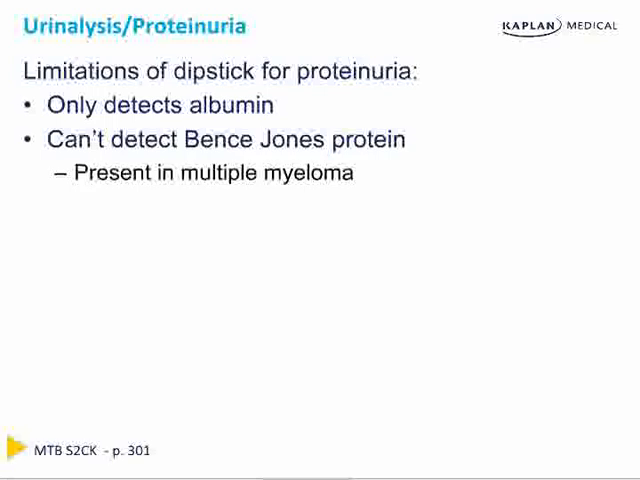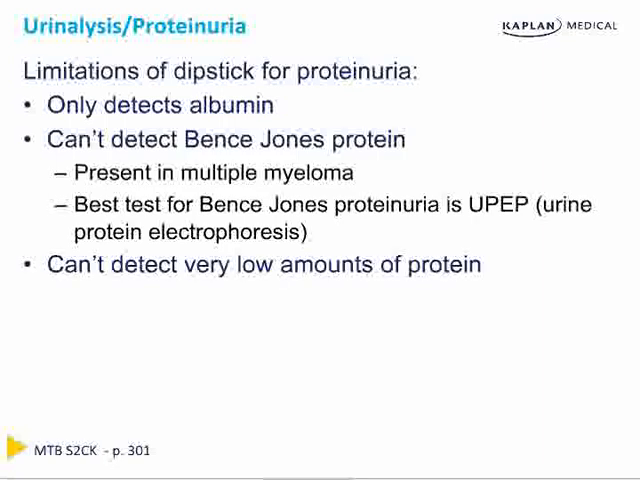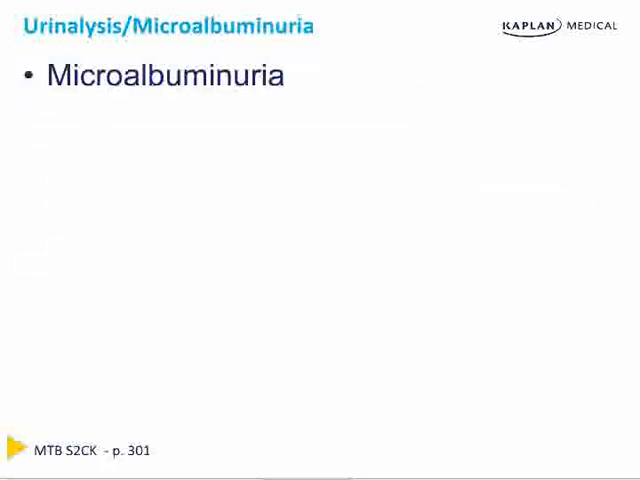So what test would you order if you were looking for Bence-Jones proteins? The correct answer here is UPEP. That stands for urine protein electrophoresis. The final limitation of the dipstick is that it can't detect very low amounts of protein like 50 to 250 milligrams per 24 hours. And actually, there's a special word for protein in the urine that's too small to be detected on dipstick. We call it microalbuminuria, and we have to order a special test in order to detect it.